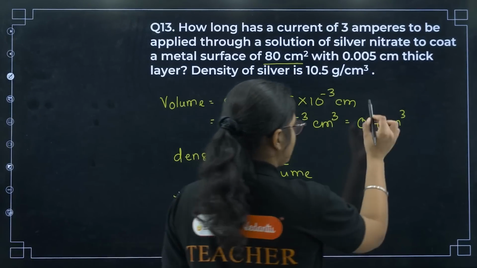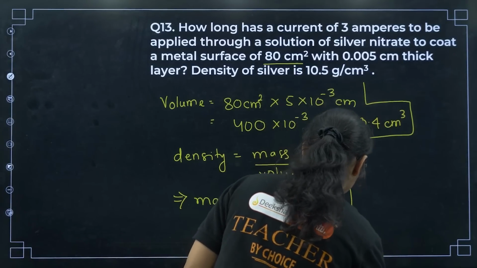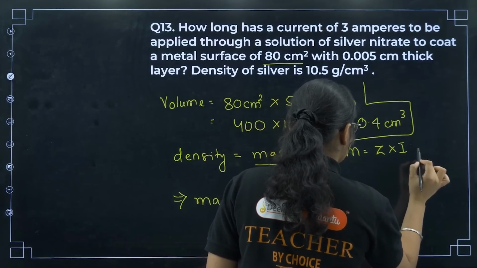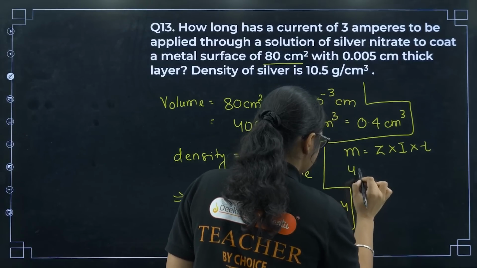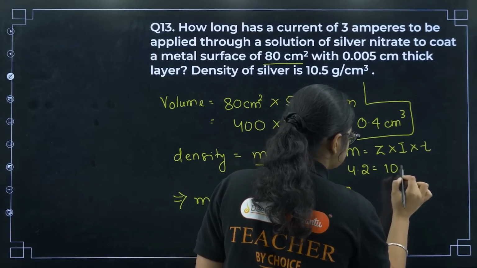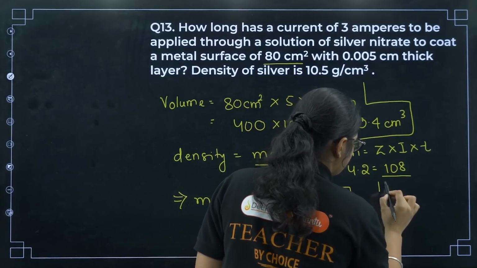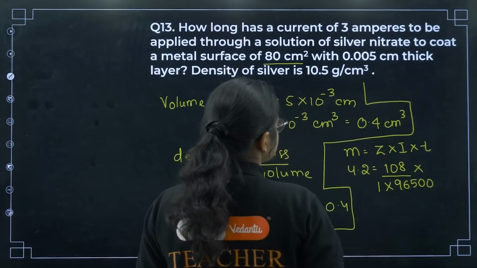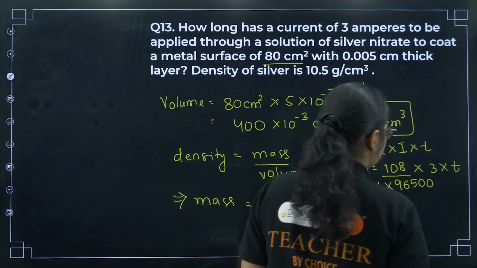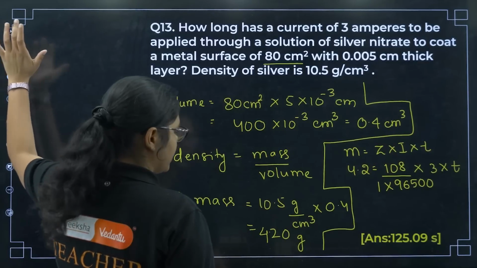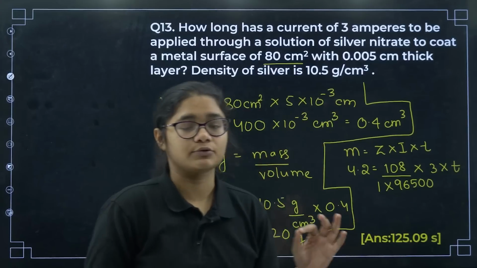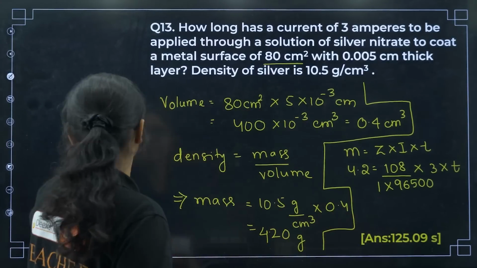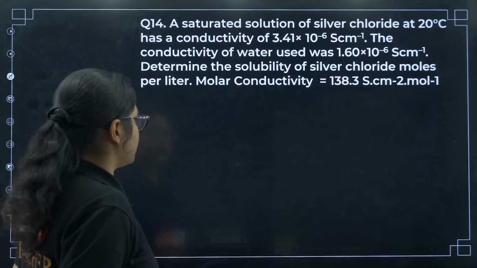So after this we can follow the normal Faraday's law. So I have M is equal to Z into I into T, right? Mass is how much? 4.2 gram. Z, silver mass is 108, right? And silver deposit n value is 1, 96500. Current is how much? Current is 3 amperes, and then you have to calculate T from here. Once I solve this and calculate, I'll get T value as 125.09 seconds. Okay, so you should be knowing how to calculate this one, otherwise the question is very simple one. Okay, next question number 14.